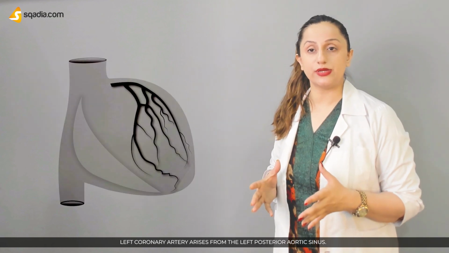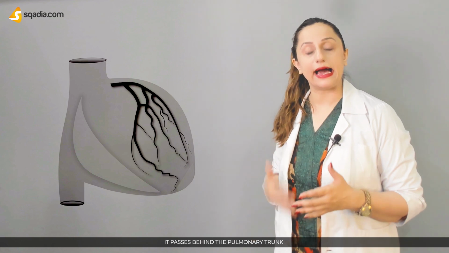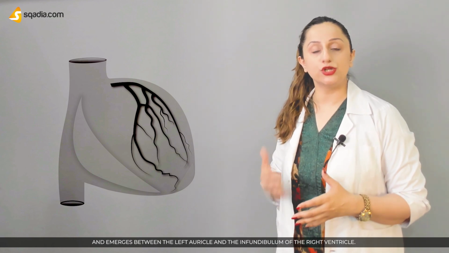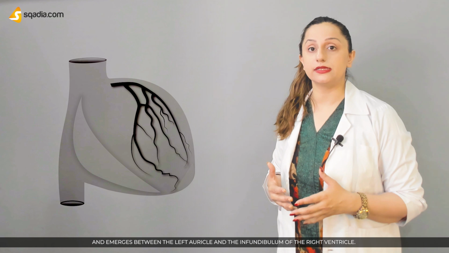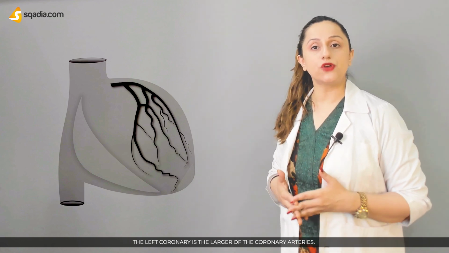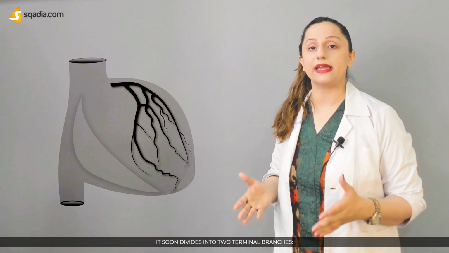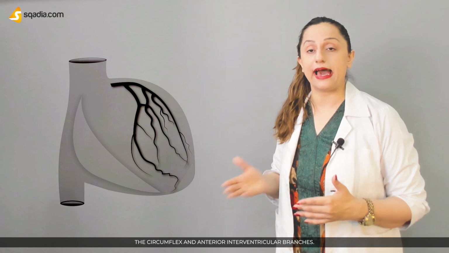The left coronary artery arises from the left posterior aortic sinus. It passes behind the pulmonary trunk and emerges between the left auricle and the infundibulum of the right ventricle. The left coronary is the larger of the coronary arteries. It soon divides into two terminal branches, the circumflex and the anterior interventricular branches.